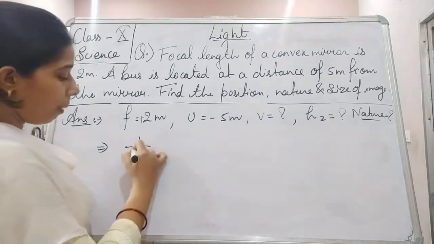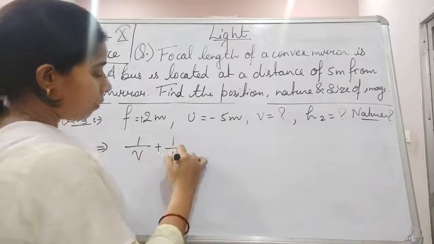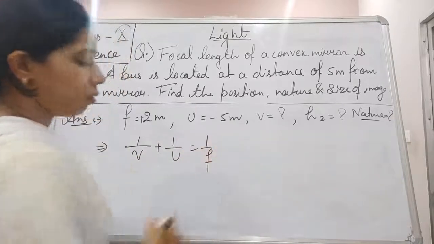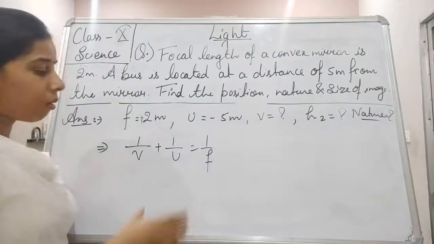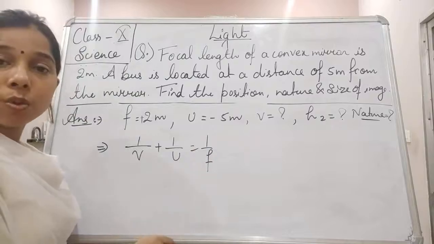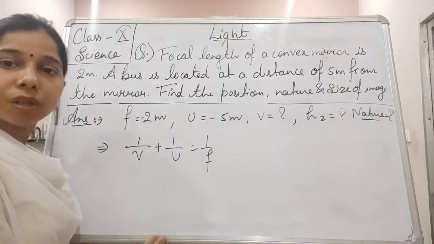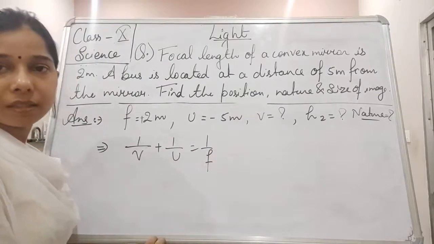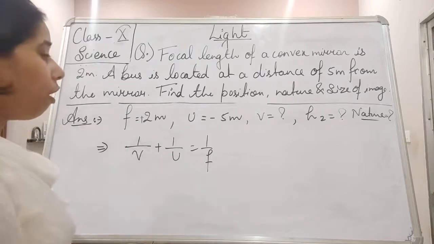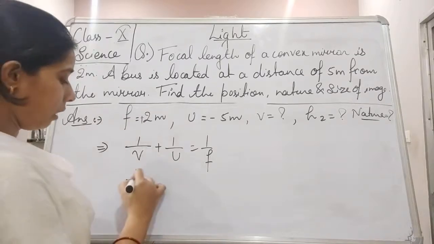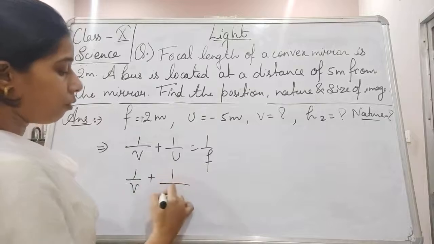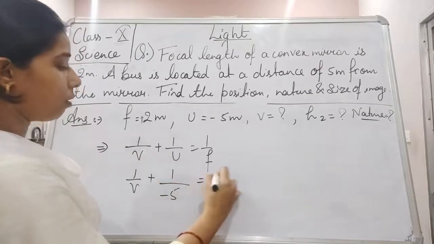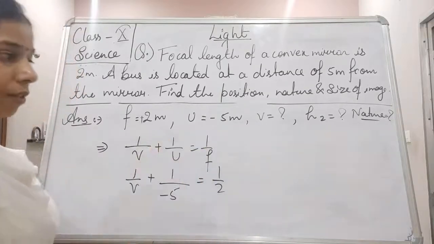Using the mirror formula, 1 by v plus 1 by u is equals to 1 by f, students. You must use the same formula because out of these 3, 2 are known to us and the third one we have to find. So, 1 by v plus 1 by u is equals to 1 by minus 5 is equals to 1 by 2. That is the focal length.